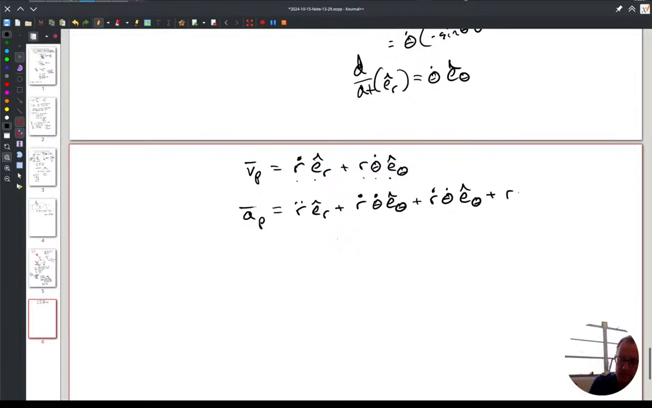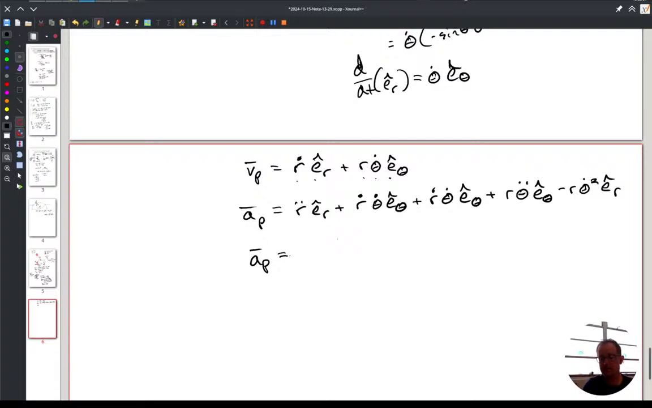And then plus an r theta double dot along that E theta direction. And then finally, I'm taking the derivative of E theta, which is going to give me a negative ER times theta dot. So I end up with a minus r theta dot squared along that ER direction.